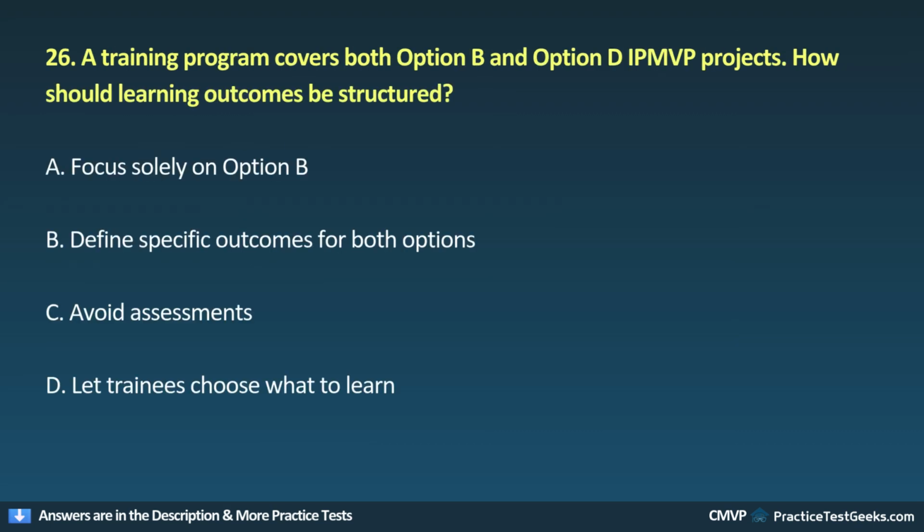26. A training program covers both Option B and Option D IPMVP projects. How should learning outcomes be structured? A. Focus solely on Option B. B. Define specific outcomes for both options. C. Avoid assessments. D. Let trainees choose what to learn.